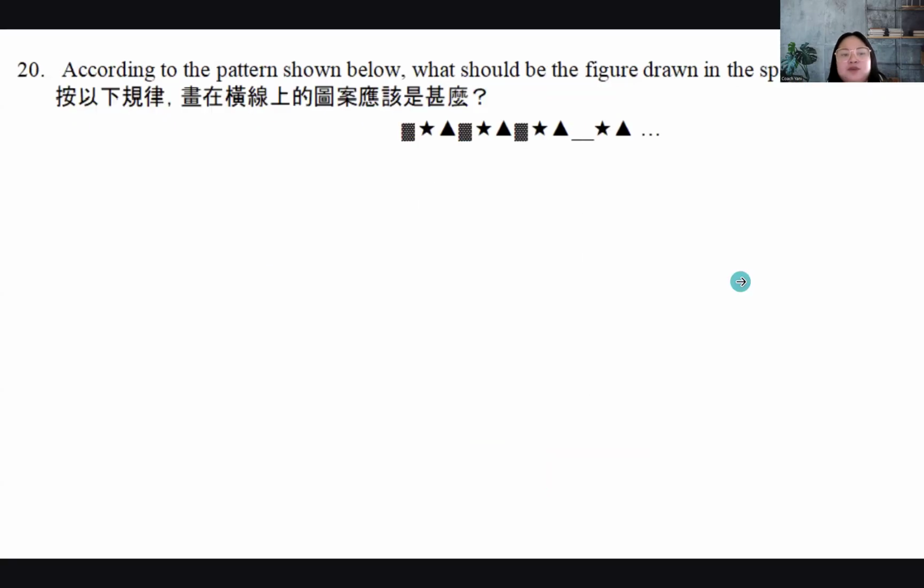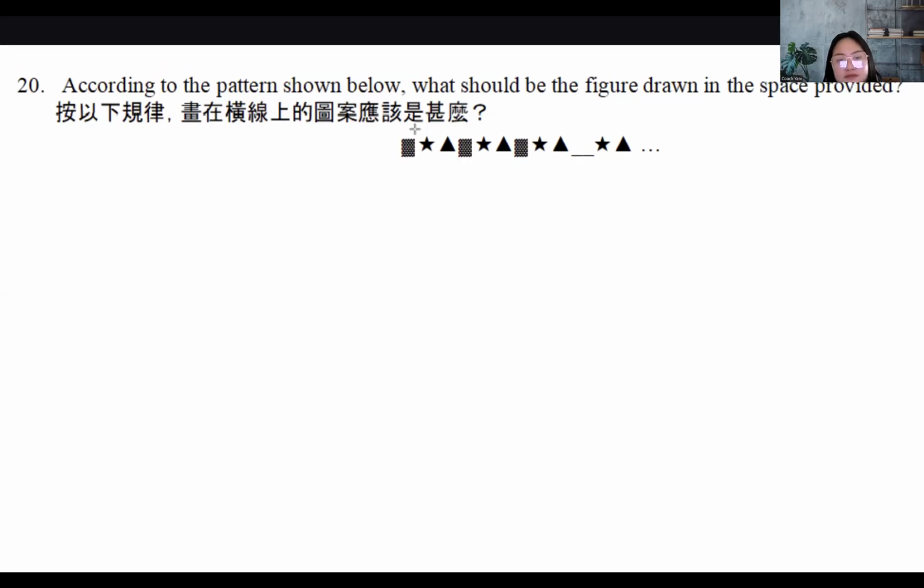All right, let's do number 20. According to the pattern shown below, what should be the figure drawn in the space provided? So, if you see the pattern, you can say that this one here is getting repeated. So, you have a rectangle, a star, and a triangle. Rectangle, a star, and a triangle. Rectangle, and a star, and a triangle. So, you just answer rectangle.